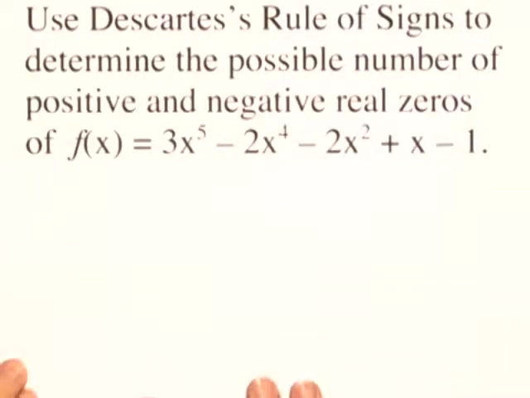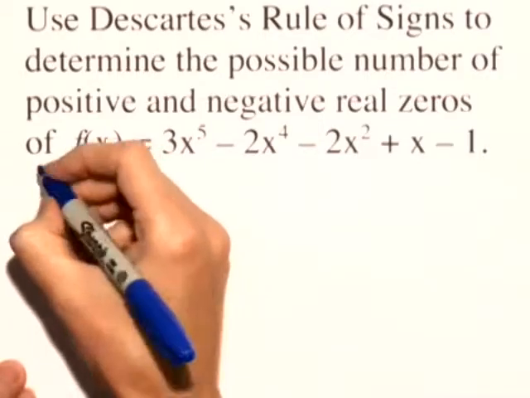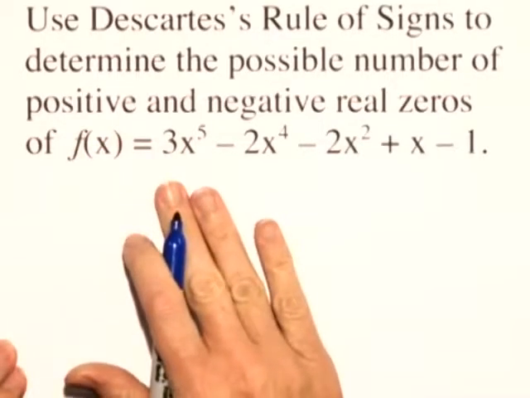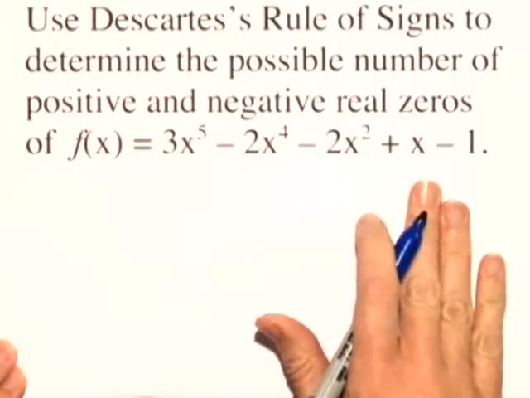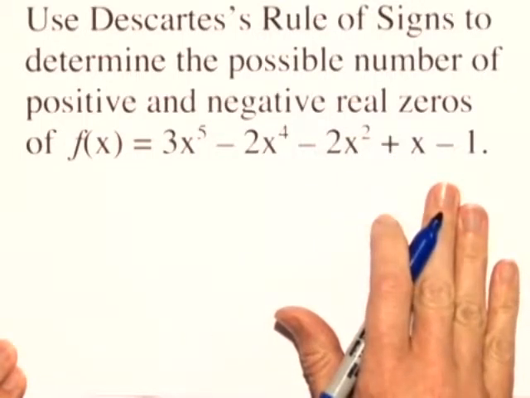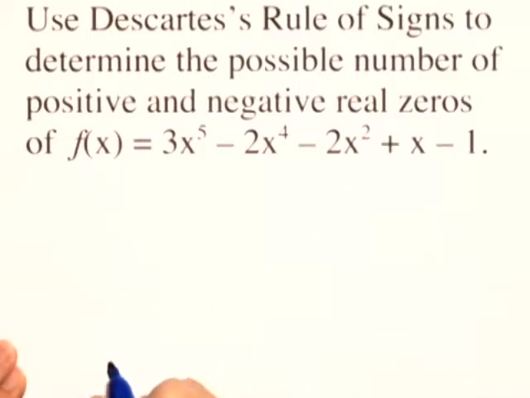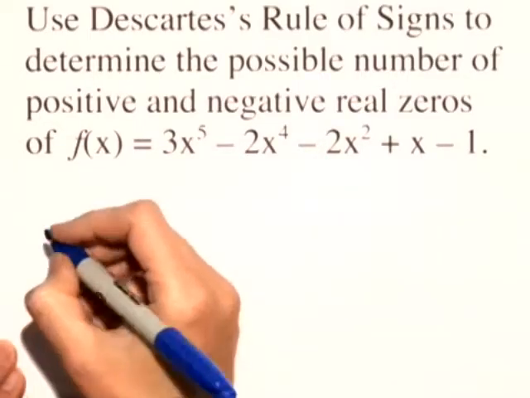For this example, we'll use Descartes' rule of signs to determine the possible number of positive and negative real roots. So, we have our function given here. f of x is 3x to the fifth minus 2x to the fourth minus 2x squared plus x minus 1. Let's first look at the possible number of positive real zeros.